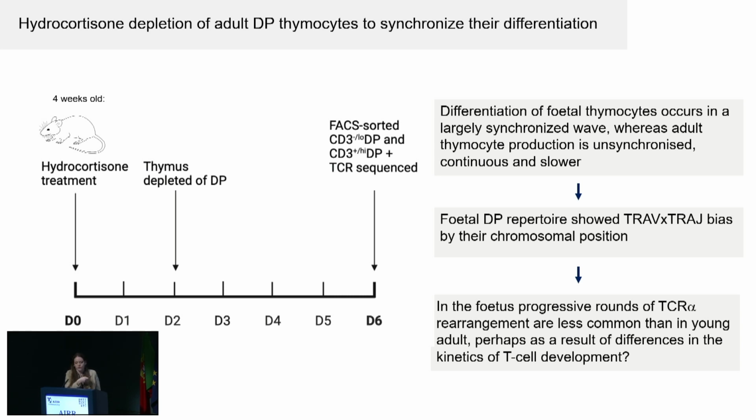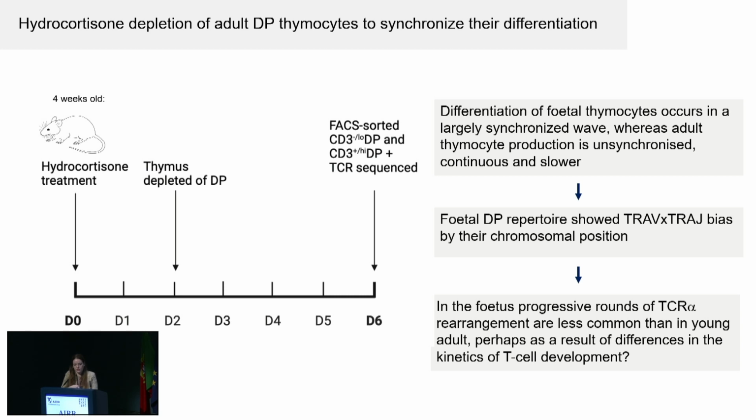So what we did was that we treated the young adults with hydrocortisone, and hydrocortisone treatment depletes the thymocytes of double positive cells. So by day 2, there should be generally very few double positive cells. And then we waited until day 6 to get the replenished populations. And we FACS-sorted CD3 negative low double positive and CD3 positive high double positive. So again, this is the pre-selection repertoire and a more post-selection repertoire that's already going through positive selection.